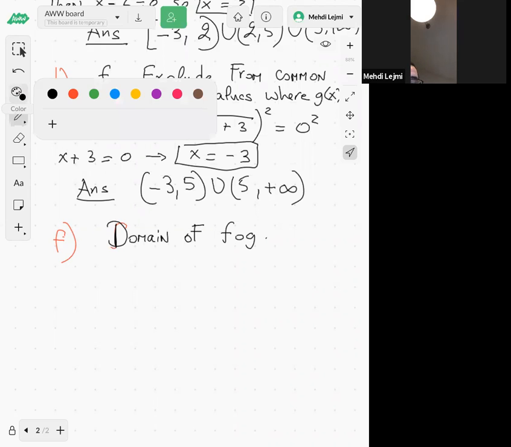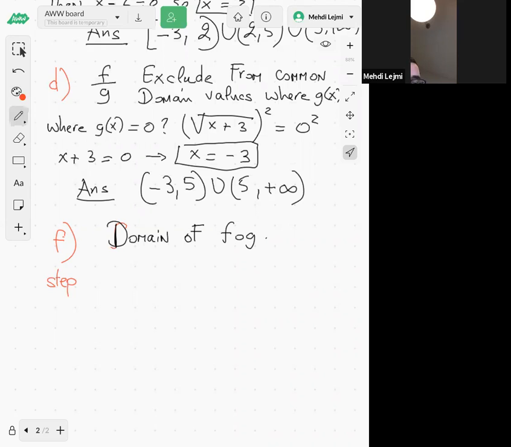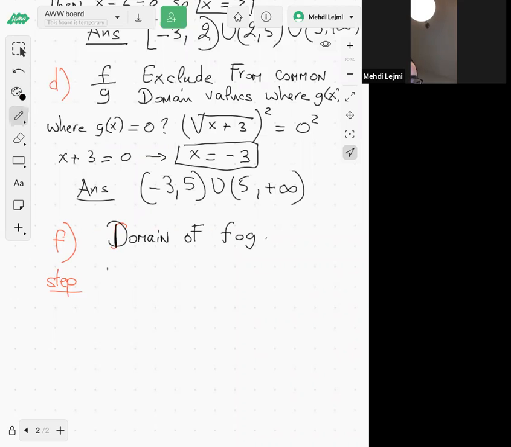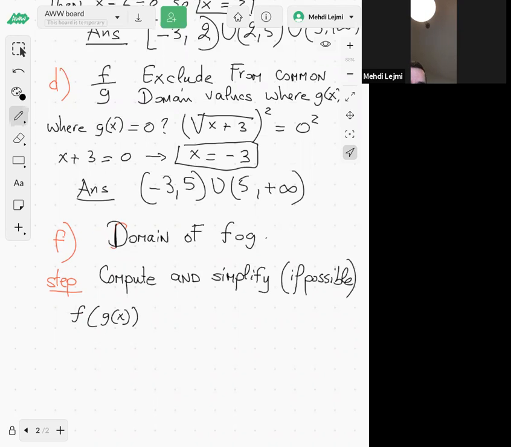So the step 1, you have to compute and simplify F of G of X, if it's possible. I mean, sometimes it's not really possible to simplify. It depends. Let me write it down here, if possible, because sometimes it's not. So F of G of X, right? The F of G of X. So that will be.